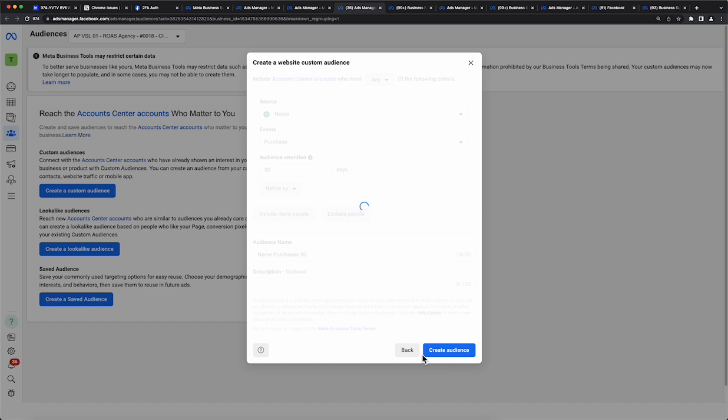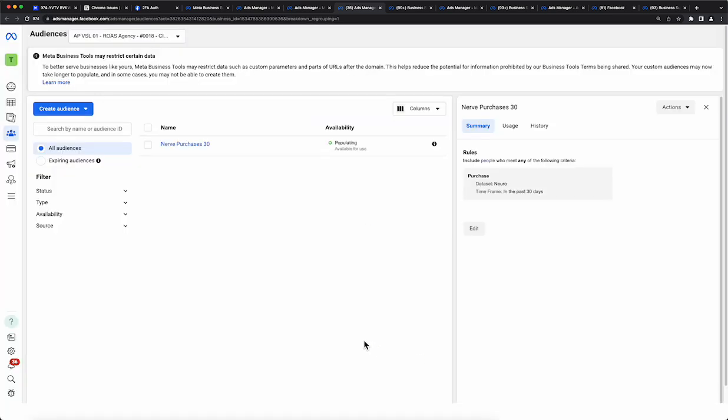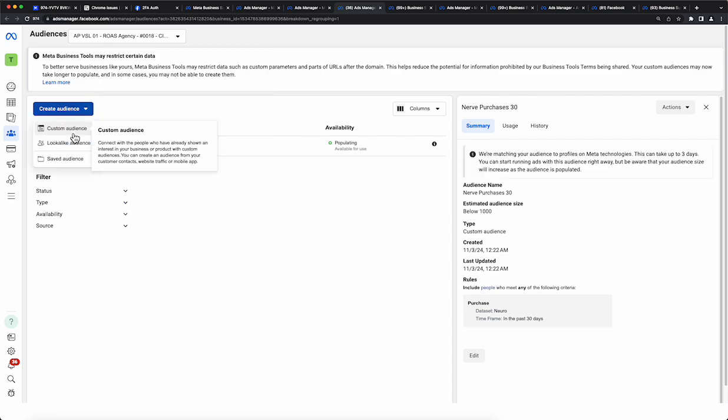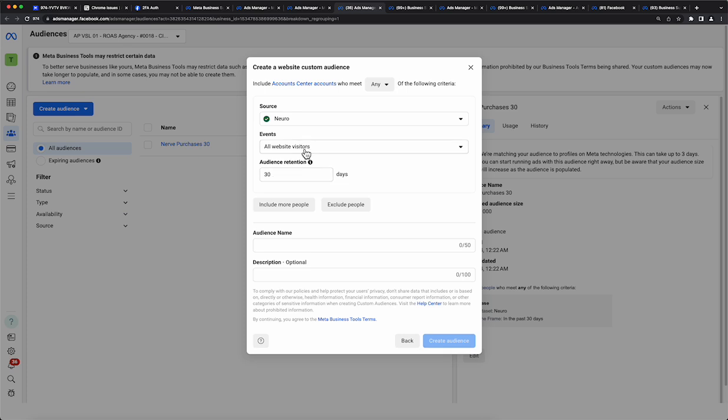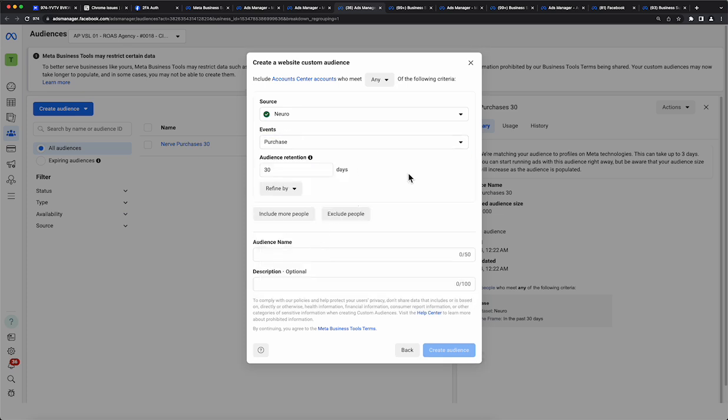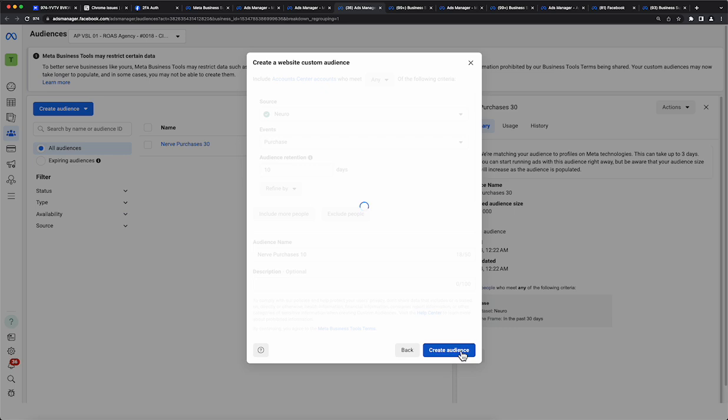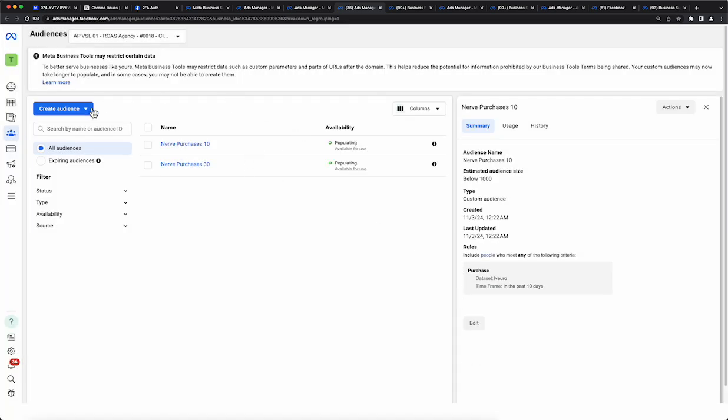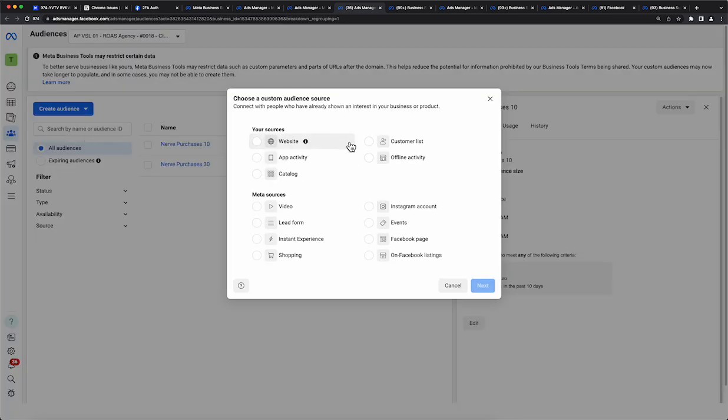I would do this for checkouts, and then depending on how much volume you're running, you could also play around with the time frame. Say we start spending $1,000 a day, and that's netting us about 10 purchases a day. Then you could say, all right, let's do 10. So now it's Nerve purchases 10, right? Create audience. And then let's say we eventually scale to $5,000 a day, and again we're still paying that $100 CPA. Then that'd be 50 purchases coming in every single day, right?